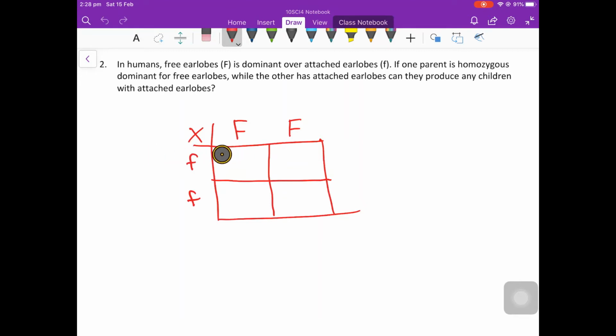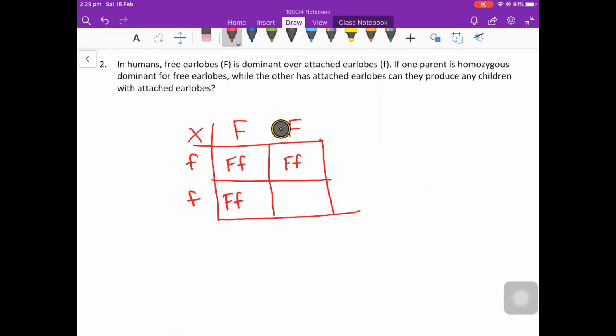So in this first box, I combine this allele here with this allele here. That's one possible combination. And by convention, I put the capital F first. In this box over here, it's going to be exactly the same situation. This allele combined with this allele. And in this box down here, it's going to be this allele and this allele together.